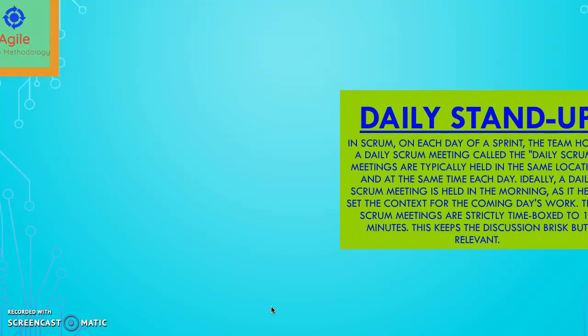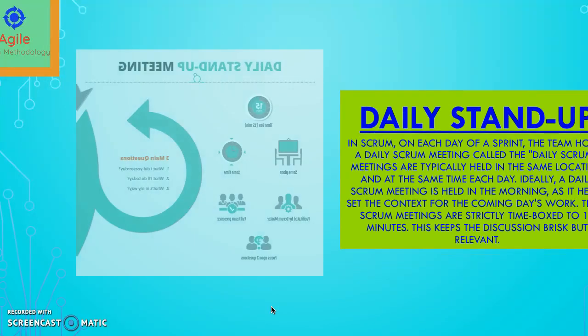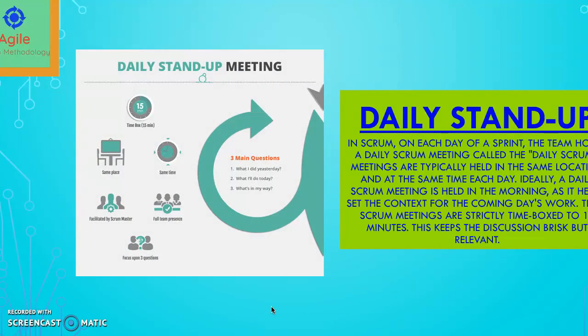Then we have daily stand up. In Scrum, each day team meets to discuss three main points: what they did yesterday, what they'll be doing today, and what's in their way. This is time boxed to 15 minutes, and team also discusses the risks and impediments if they have any.